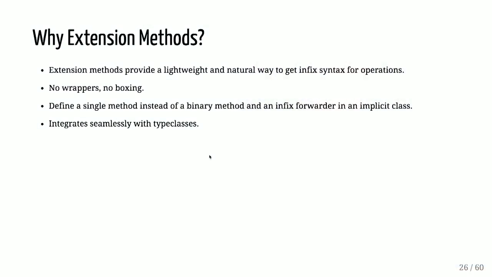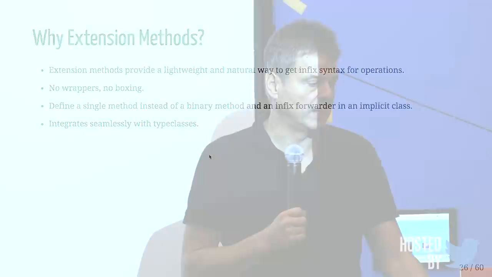OK, so why extension methods then? Well, they give you a lightweight and natural way to get infix syntax for operations. There are no wrappers, and there's no boxing, so you don't have to create wrapper objects to then call a method. They translate into direct binary method calls. You can define a single method instead of a binary method and an infix forwarder in an implicit class. And that's what makes the type class examples work so smoothly.